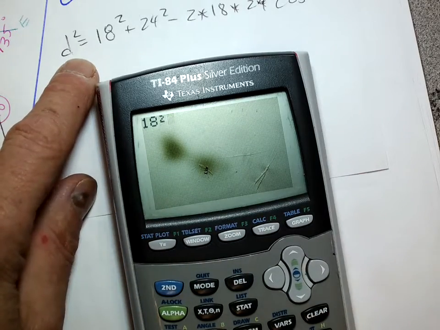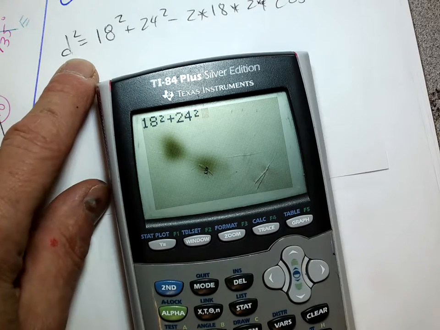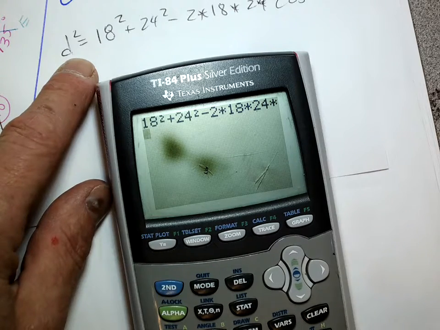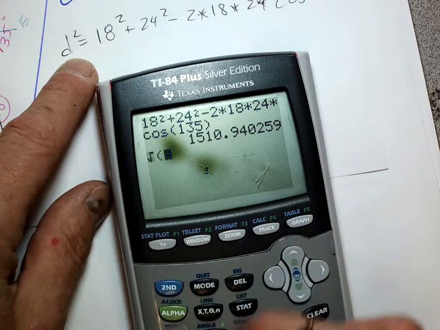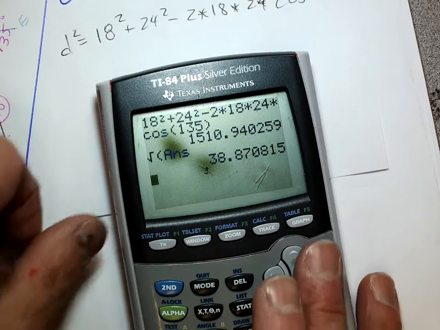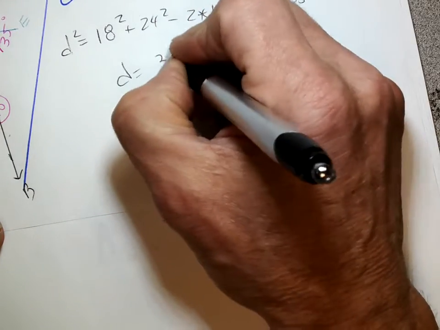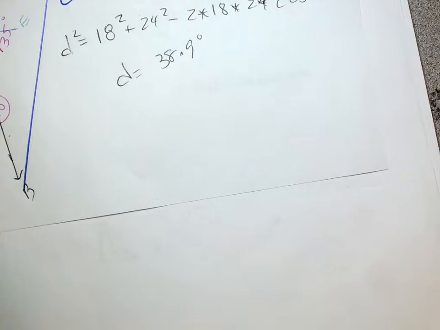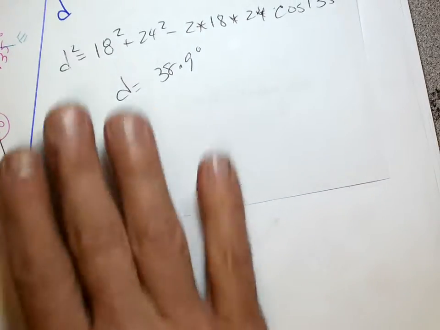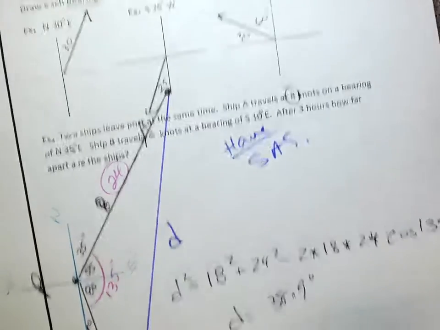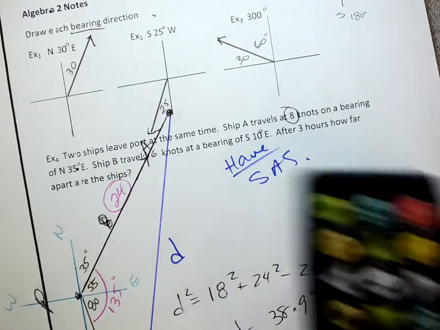18 squared plus 24 squared minus 2 times 18 times 24 times the cosine of 135. Okay, square root that answer, right? Square root that answer, and I get about 38.9. So the distance is about 38.9 degrees. Okay, I'm going to stop it there. Wouldn't it not be degrees if it's a digit? Oh my goodness, you are right. It is knots. I got to change it to knots.